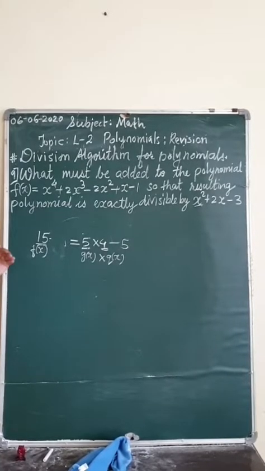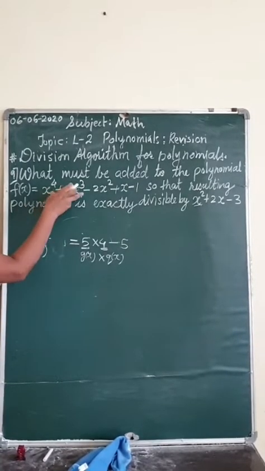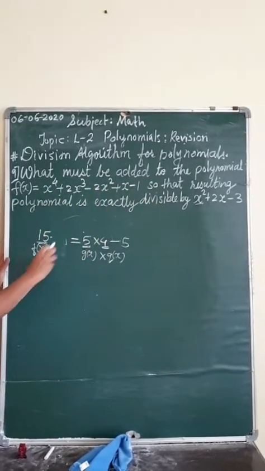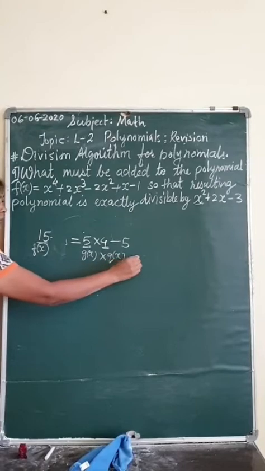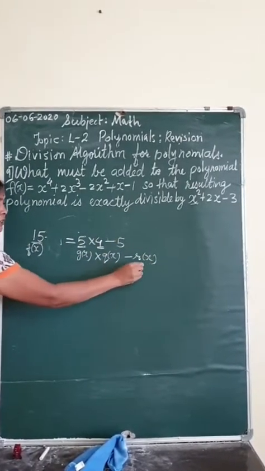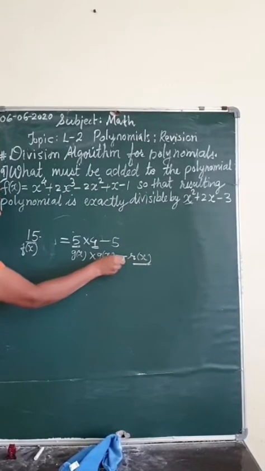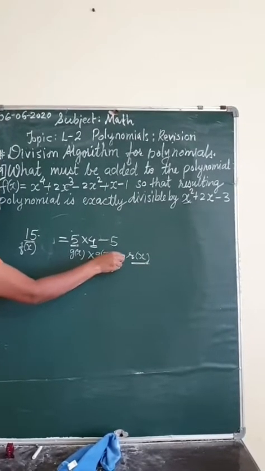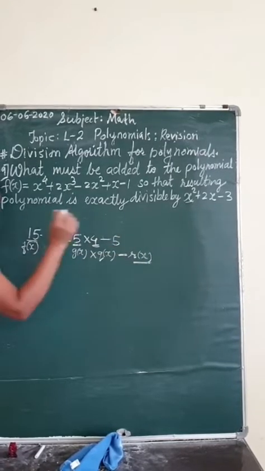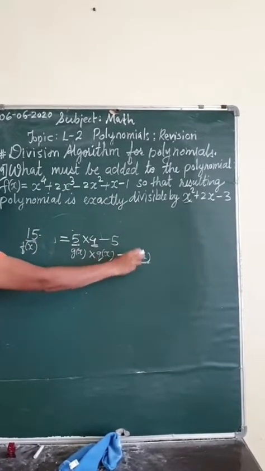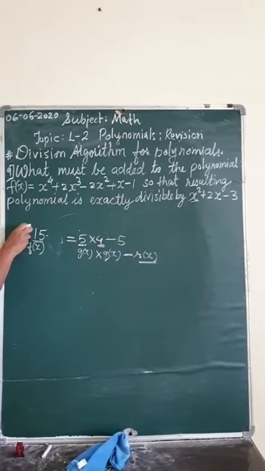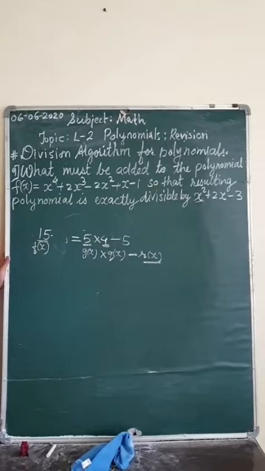What I want to say is that simply dividing this f(x) by that g(x), whatever remainder we get in this form, you have to subtract. You have to change the sign of the polynomial R(x), and that polynomial is to be added over here, to the f(x).